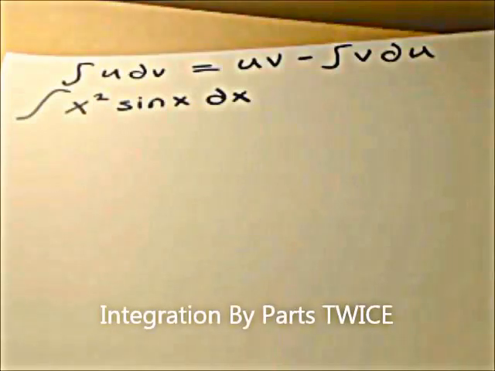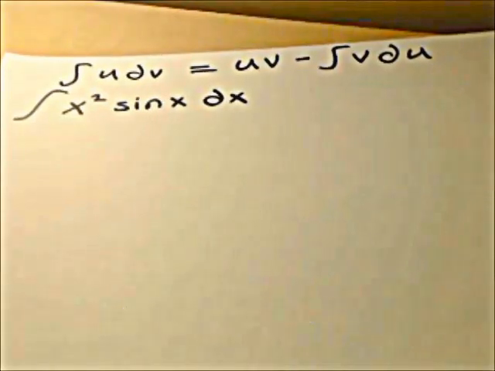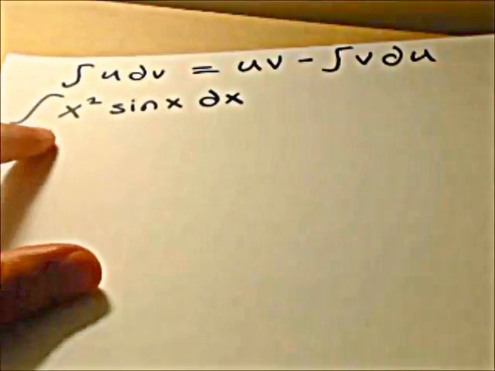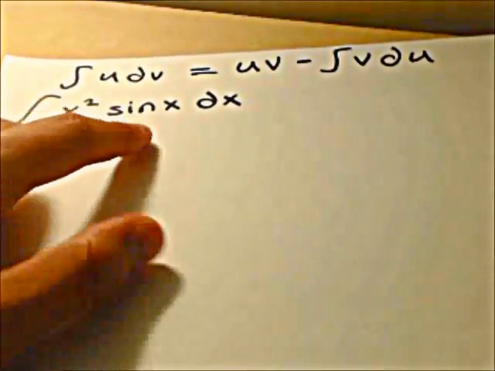Okay, in this video I'm going to solve another example of how to integrate using integration by parts, but this time we're going to use it twice. Let's cross the bridge when we come to it. So what we've got here is the integral of x squared sine x dx.